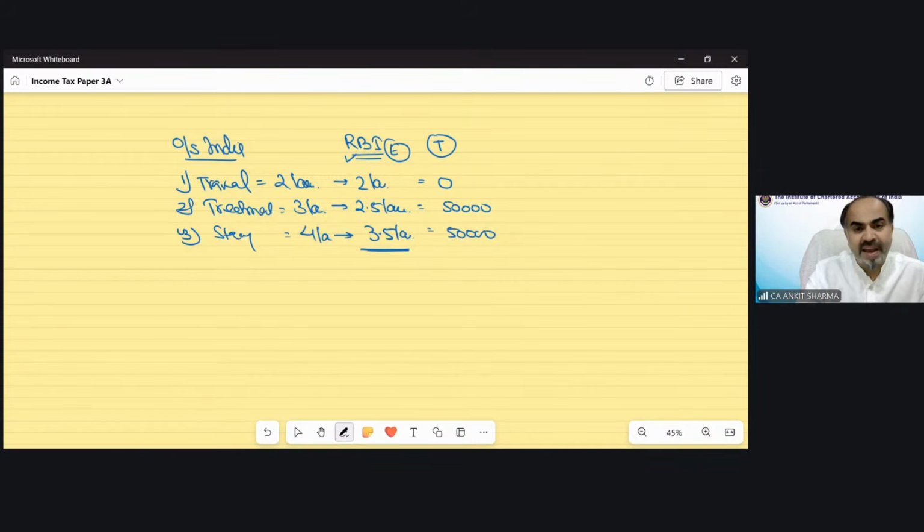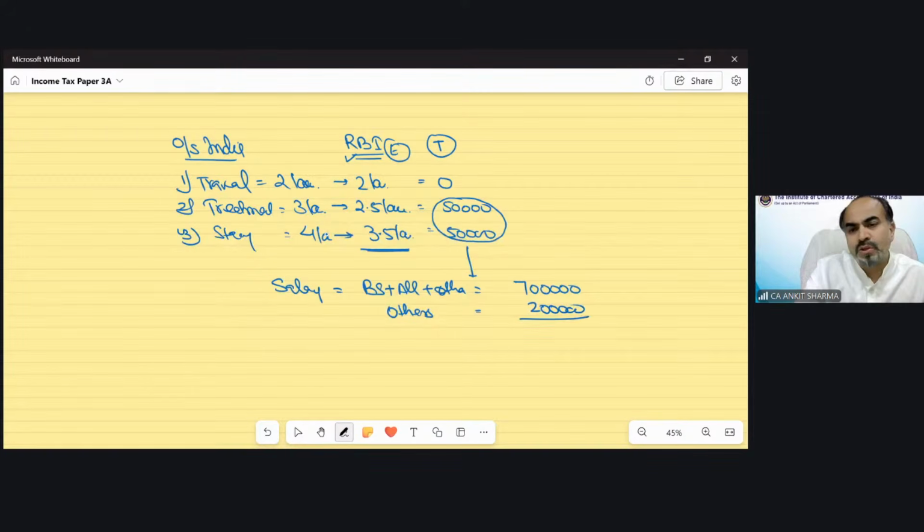Now we need to see the GTI. So now under the salary head, after considering this 1 lakh taxable, because these need to be included in the medical facility, the basic salary, allowances, other perquisites, etc., and including this 1 lakh, suppose your net salary is 7 lakh. And your other income is also given, like interest income, etc., and suppose that is 2 lakh. Suppose the question gives this information. So now you can see your GTI will be 9 lakh.